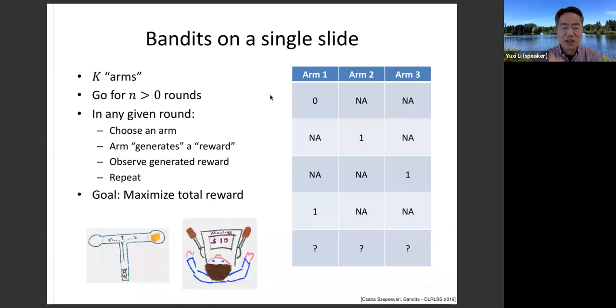Multi-armed bandit is a simplified version of reinforcement learning. It doesn't have state. It has action. It has reward, and it will go over many rounds. We have k arms. In any round we choose an arm, the arm generates a reward, we observe the reward and repeat. We want to maximize the total reward. It doesn't have state, but it can still apply to many applications. And I think the good news is for multi-armed bandit, the theories are pretty mature, and there are also many mature applications.